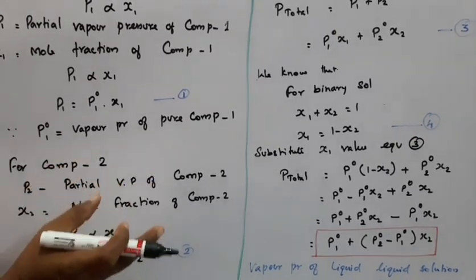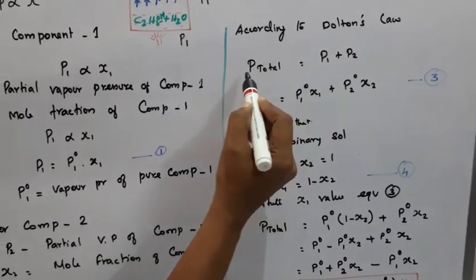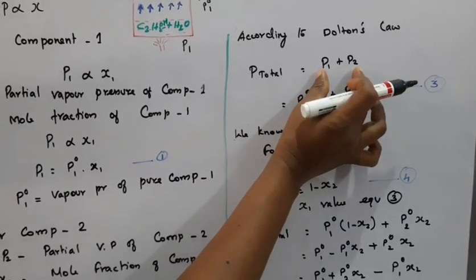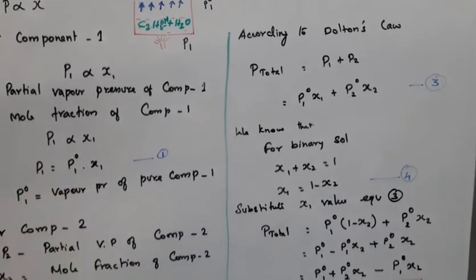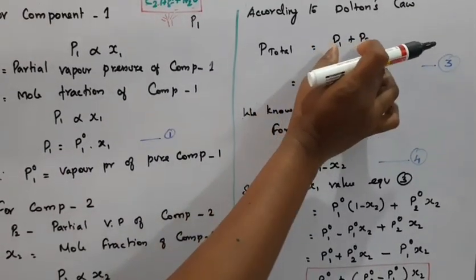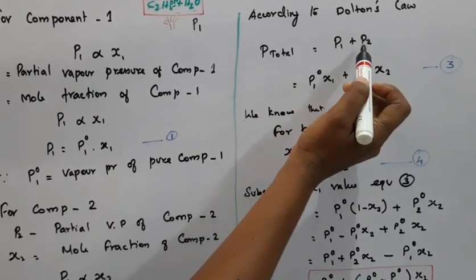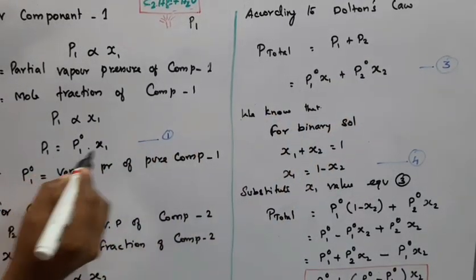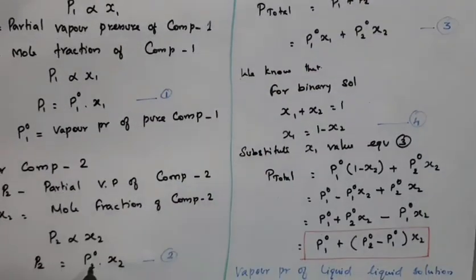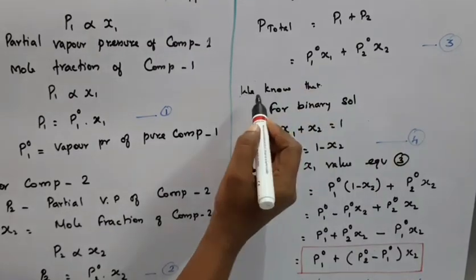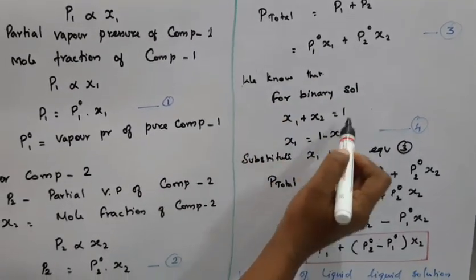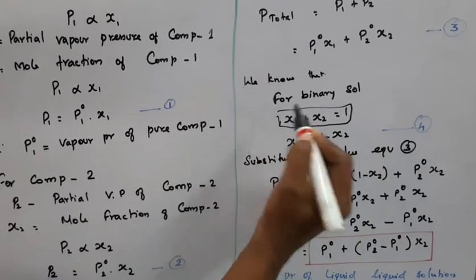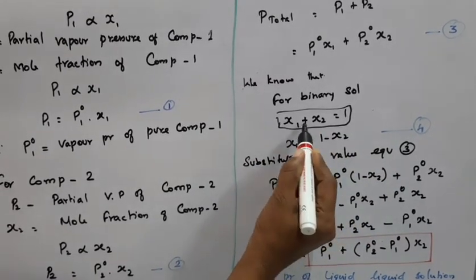According to Dalton's law, the total pressure equals the sum of the partial pressure of component 1 and the partial pressure of component 2. So P1 equals P01 x1 and P2 equals P02 x2. We know that for binary solutions, the mole fractions x1 plus x2 equal 1. So x1 equals 1 minus x2.